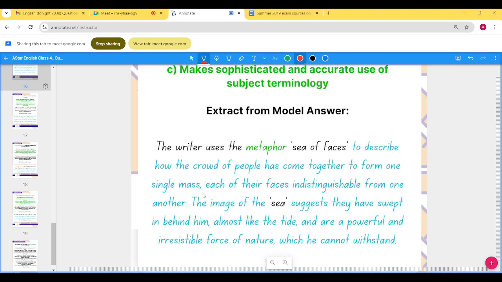The image of the sea suggests they have swept in behind him, almost like the tide, and are a powerful and irresistible force of nature, which he cannot withstand. So notice all of this language, sophisticated language, but linked to the idea of a sea. They've zoomed in on the word sea, and all of this language really building it up, really going into depth about the sea. And you'll notice here it's almost as if they're expanding upon the metaphor. It's like they've started with a metaphor, and in their analysis of it, they are going beyond it here.